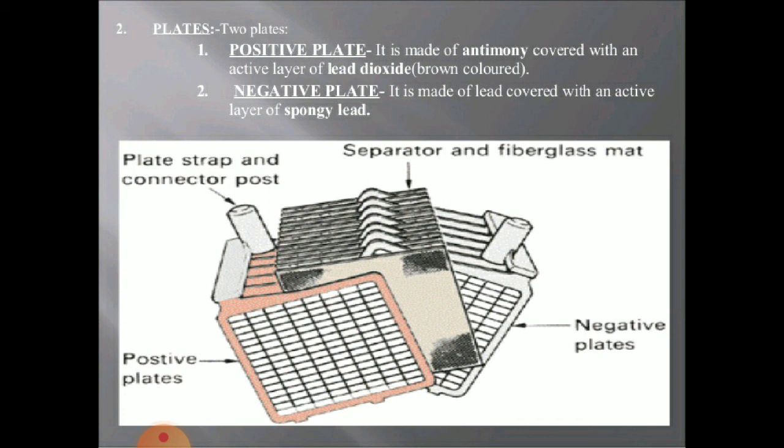The positive plates are made up of lead oxide, hence they are brown in color. The positive plate is made up of PbO2, lead peroxide. Negative plates are made up of spongy lead, hence they are pure lead, which has a gray color. So you have to remember positive plates are made up of PbO2, that is lead peroxide, and negative plates are made up of spongy lead, pure lead.